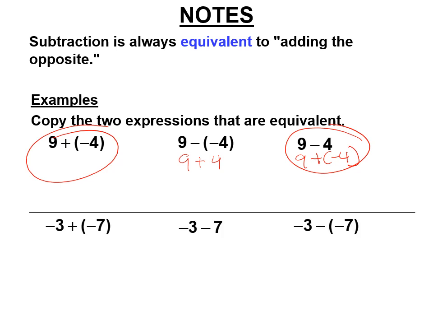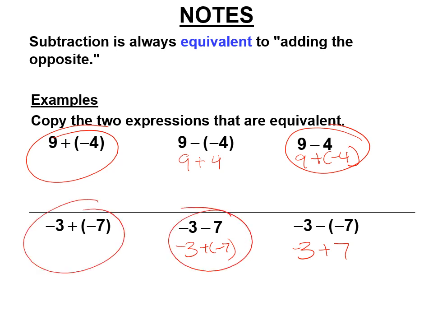3 plus negative 7, we don't change that one, but this is negative 3 plus negative 7. And this is negative 3 plus 7. Uh-oh. Yeah, it's these first two. Sorry, for a second I had a little brain freeze and couldn't figure out which ones were the same. They will have the same answer.